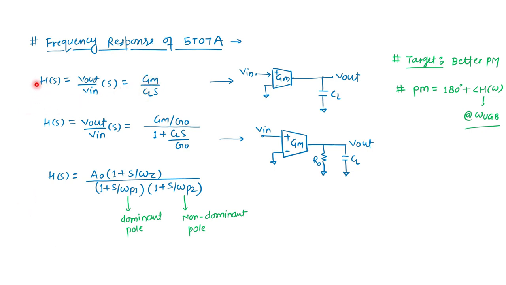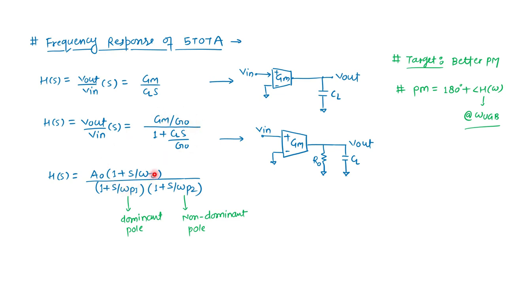Very first, we have seen this ideal structure where we have considered there is no output impedance for the GM cell, and this transfer function was coming out to be GM by CLS. For it, the UGB was GM by CL, and the 3 dB frequency was zero with infinite gain. In the second case, when R out was considered for the GM cell, the transfer function was such that we have a finite DC gain, which is GM by G naught, which is GM R naught as well. The 3 dB frequency is nothing but G naught by CL, and the UGB frequency is again GM by CL.